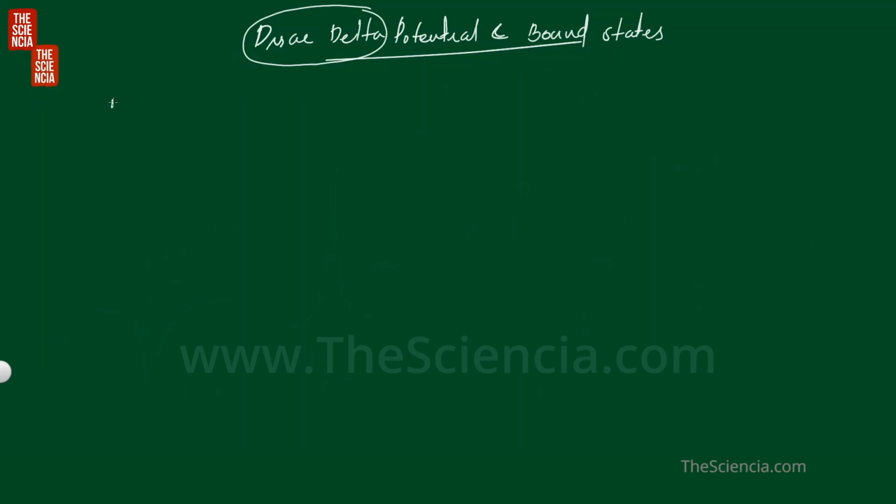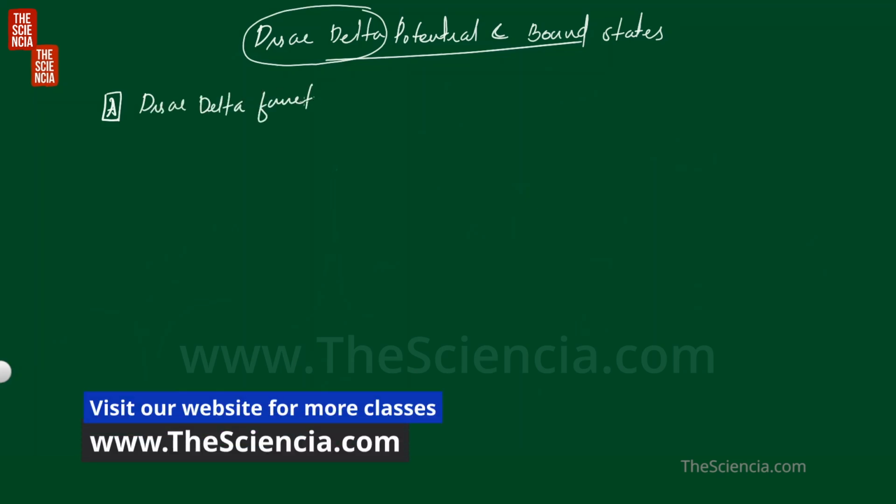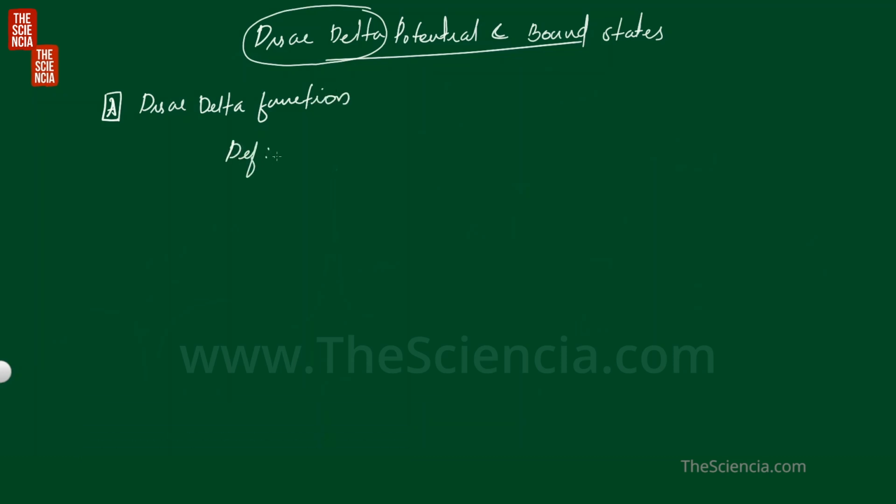So first of all, we have to know a little about the Dirac delta function. The definition of the Dirac delta is: delta of x minus x0 is equal to 0 if x is not equal to x0, and is equal to infinity if x equals x0.